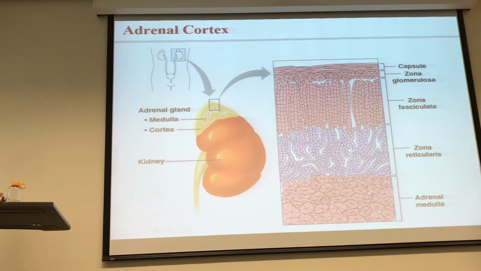Adrenal medulla, we know that it's a modified sympathetic ganglion, which is going to produce norepinephrine and epinephrine in response to the acetylcholine, which is coming in as a preganglionic neurotransmitter. So this will cause release of norepinephrine and epinephrine.